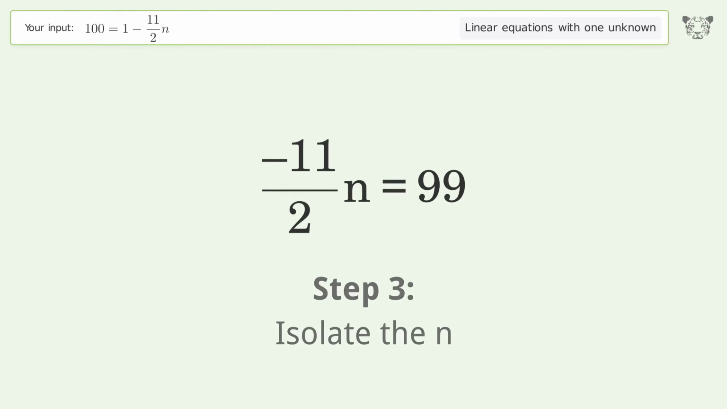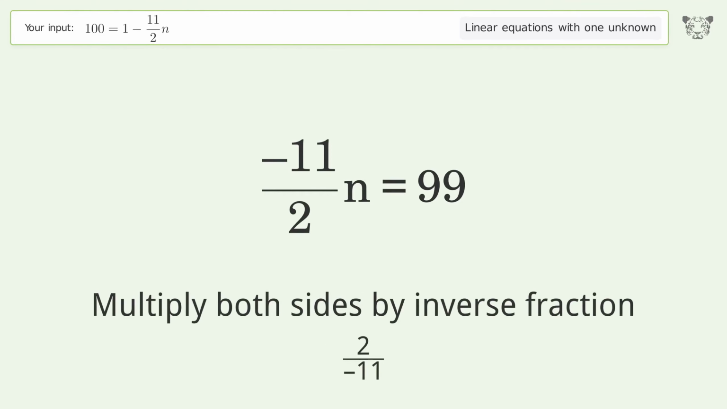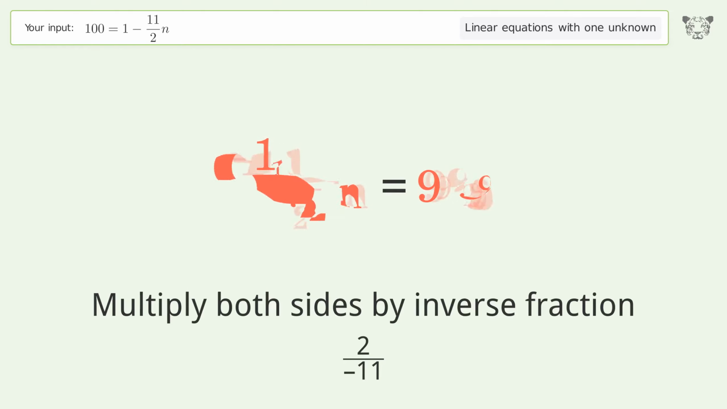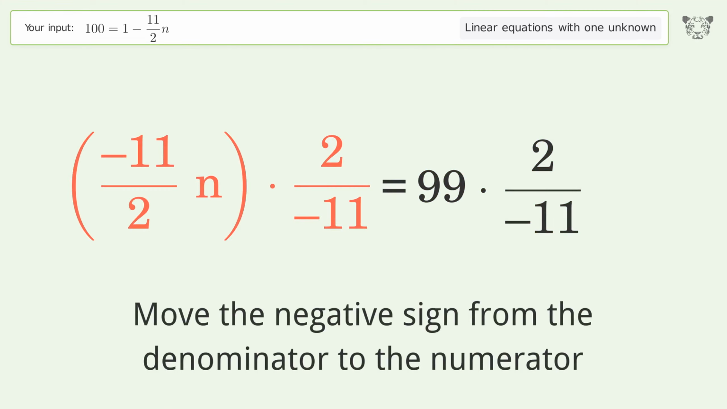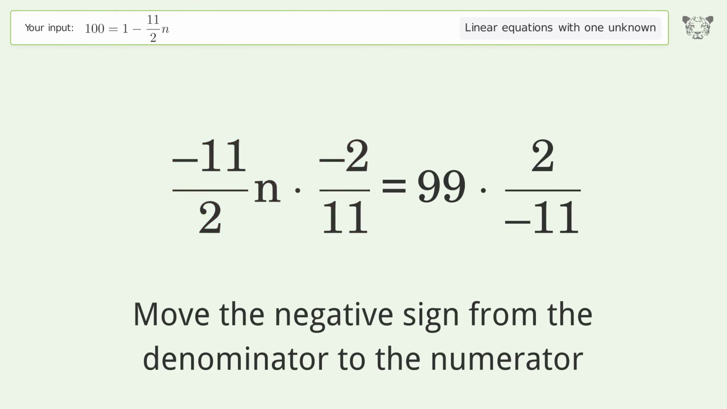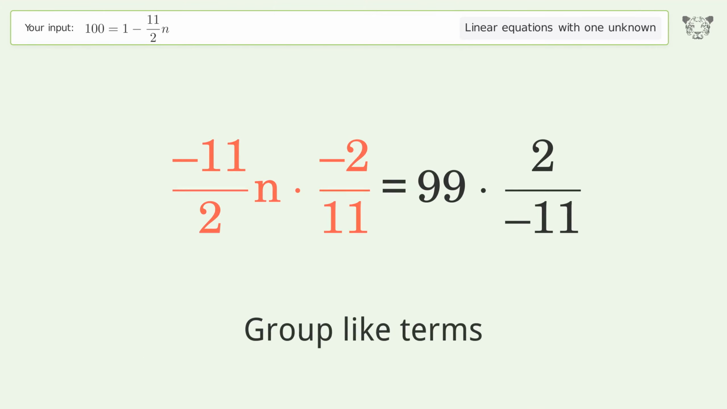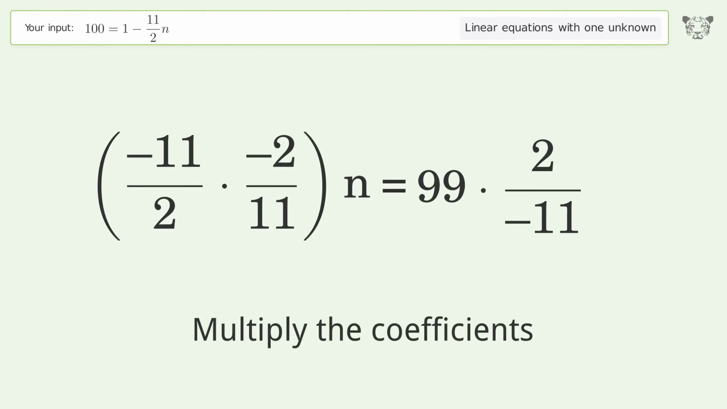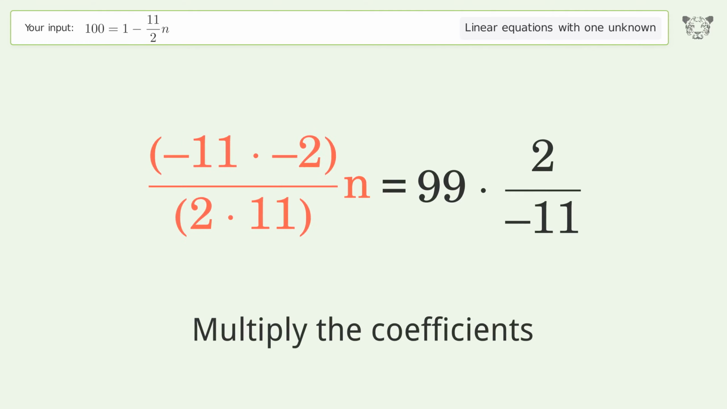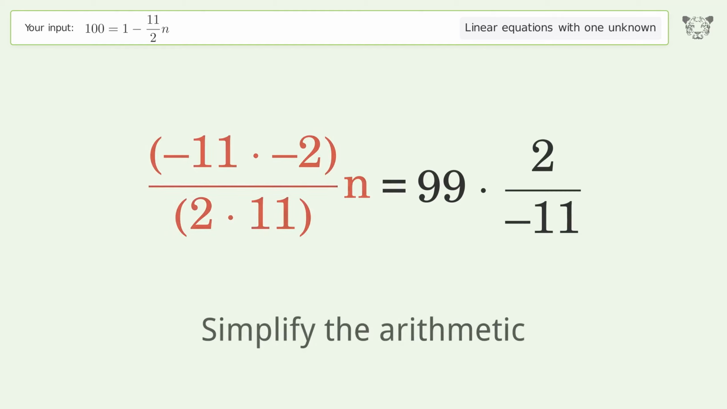Isolate the n. Multiply both sides by inverse fraction 2 over -11. Move the negative sign from the denominator to the numerator. Group like terms. Multiply the coefficients. Simplify the arithmetic.